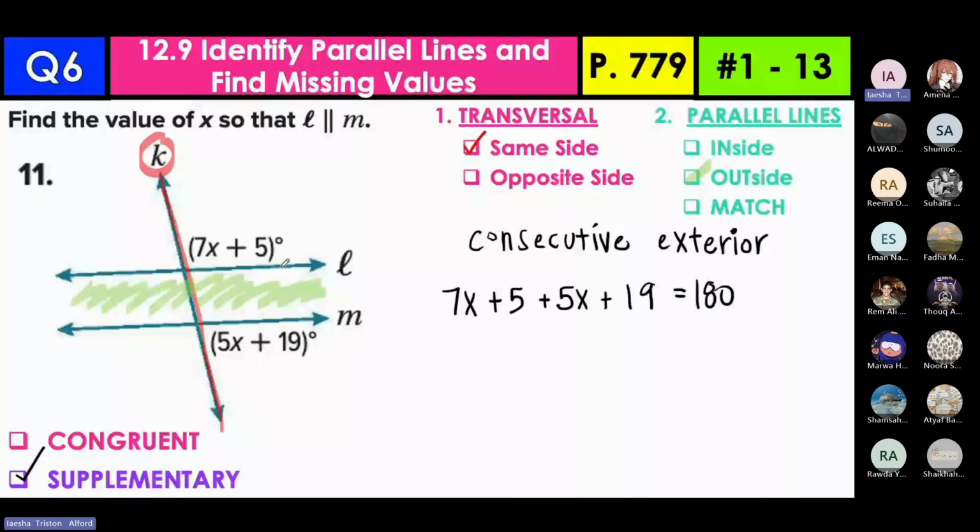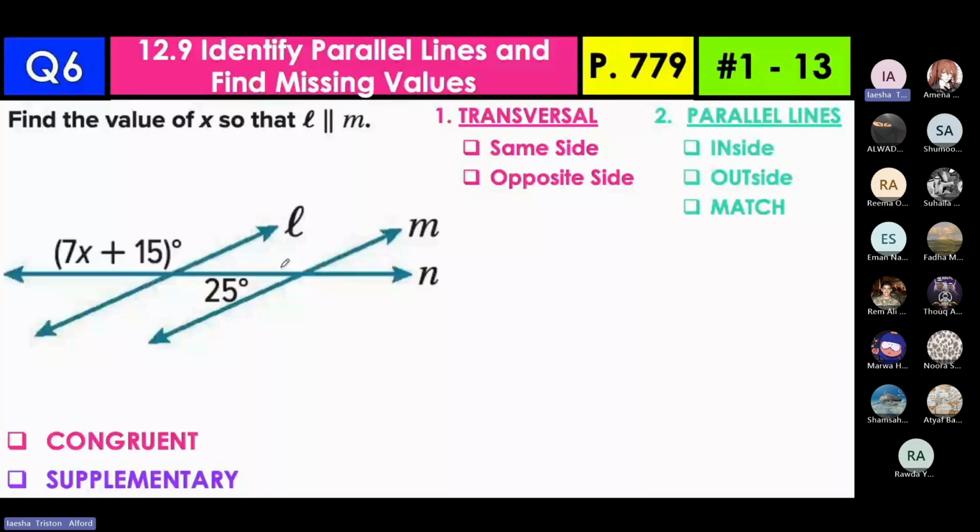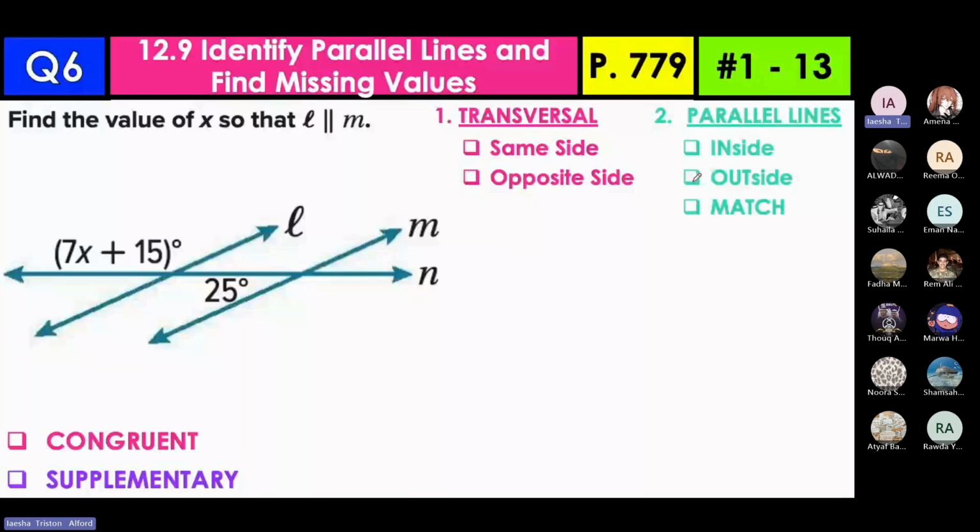Number 12. What is the name? Is it congruent or supplementary? And then find x. This one is a little bit tricky. This one doesn't have a name. They're on opposite sides. They're not both inside. They're not both outside. And they're not matching because they're on opposite sides. So this one doesn't have a name.